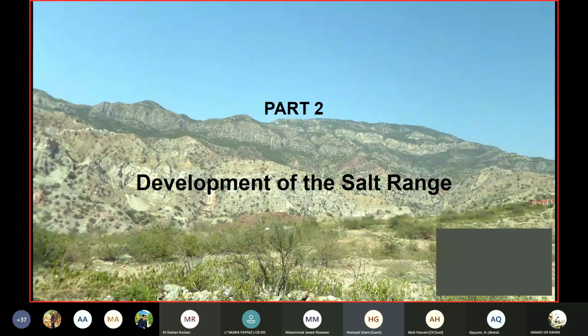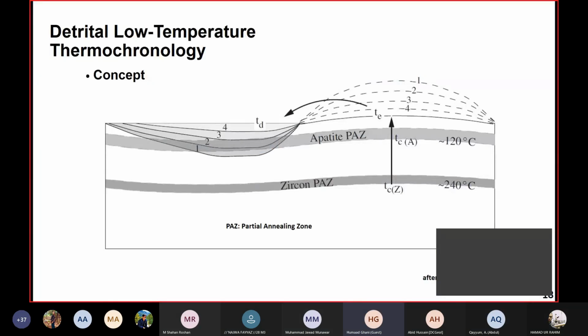Then looking at the development of the Salt Range, now you understand the structural geology, but what we are more interested in is when these faults formed, so we need some methods to constrain the timing of the faulting. For example, for the development of the Salt Range, what I used is apatite fission track and apatite helium data. How it works is that rocks containing zircons and apatite, when they cross certain temperatures, like 120 degrees centigrade for apatite and 240 degrees centigrade for zircon, start to accumulate fission tracks in their system. And when they cross 80 degrees centigrade, they start to retain helium in their crystal system.